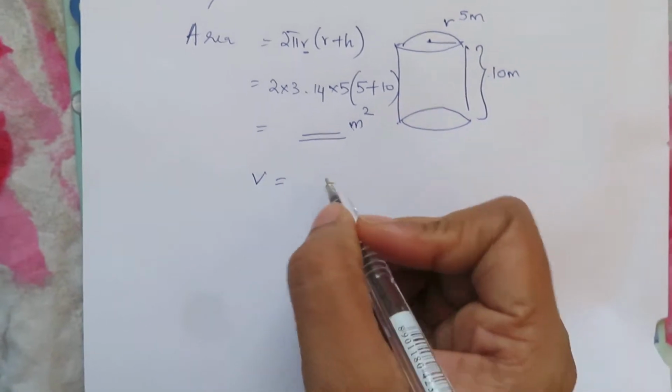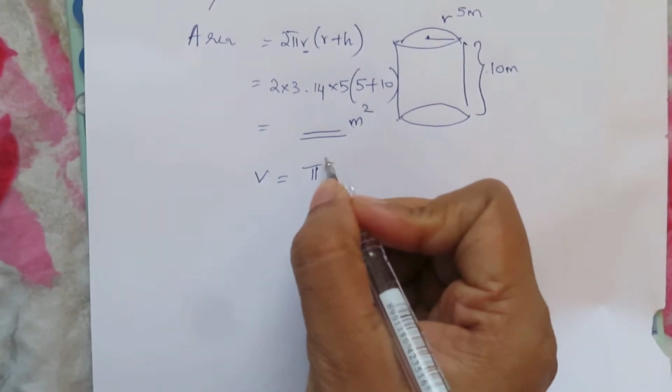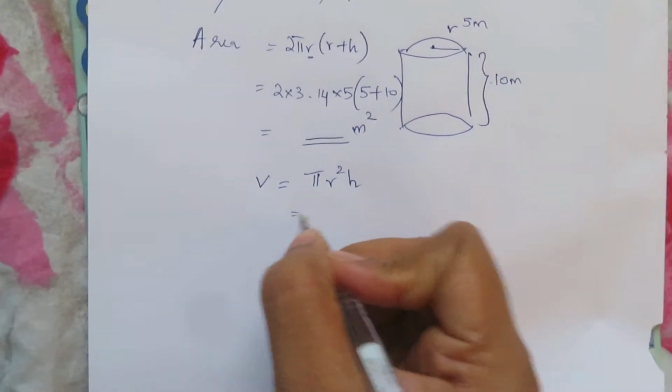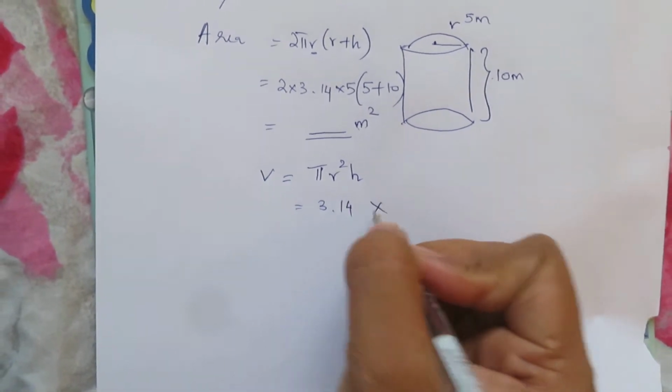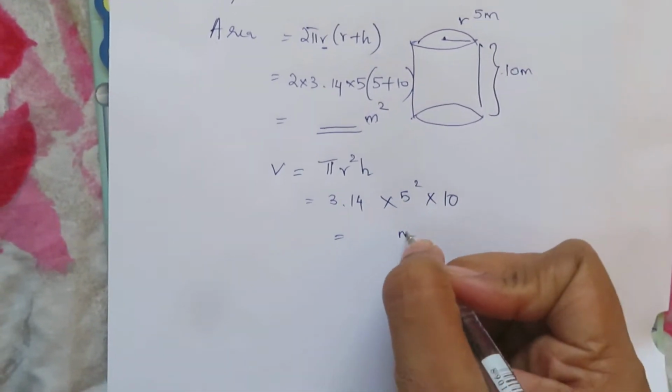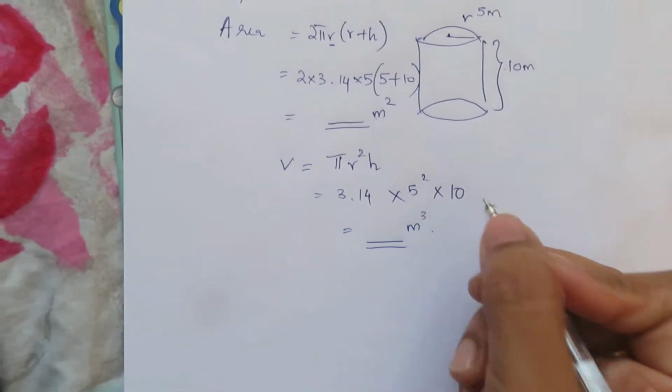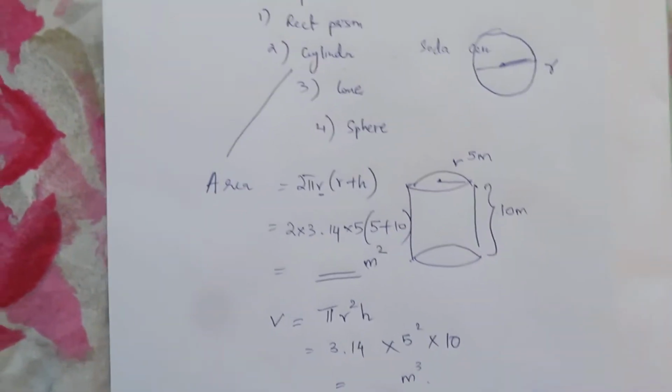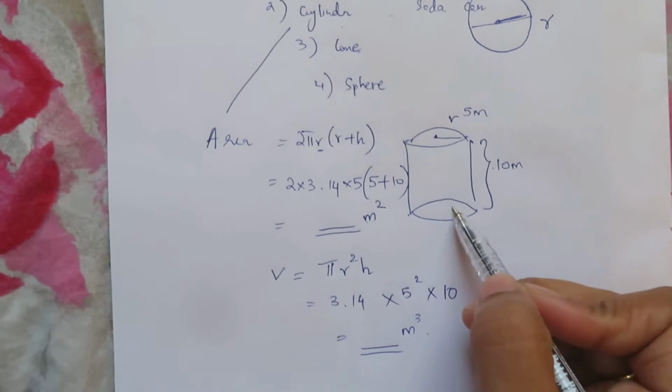And to find the volume, the formula is pi r square h. Again, what do you do? You substitute 3.14 into 5 square into the height, which is 10. The answer will be in meter cube. Put this in the calculator, you get the answer. So this is what you need to know about a cylinder.